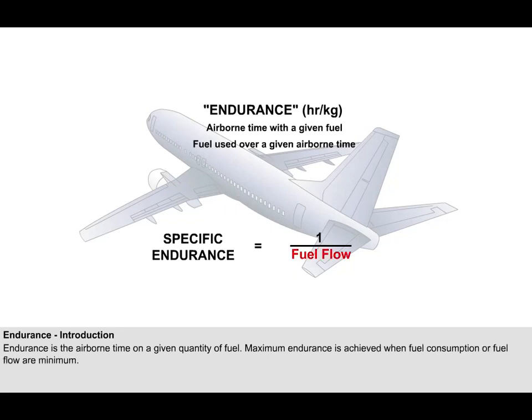The endurance of an airplane is simply a function of its fuel flow or fuel consumption as shown by the formula. An airplane which can minimize its fuel flow will achieve maximum endurance. Therefore, when analyzing the maximum endurance capability of an airplane, it is necessary to understand what controls the fuel flow. You should note that this parameter is different for a jet and propeller aeroplane.